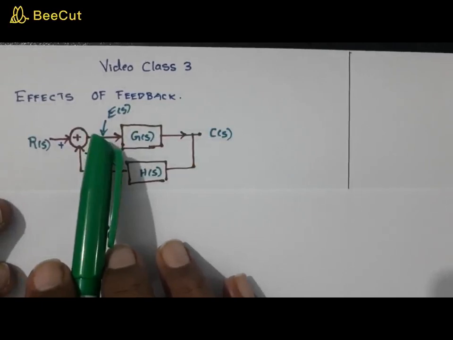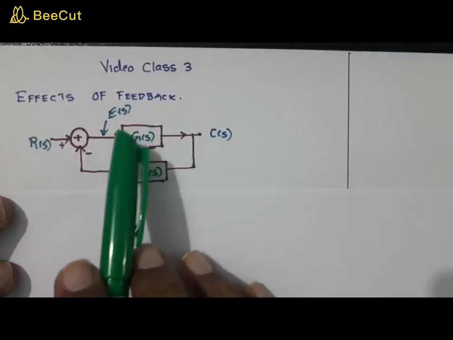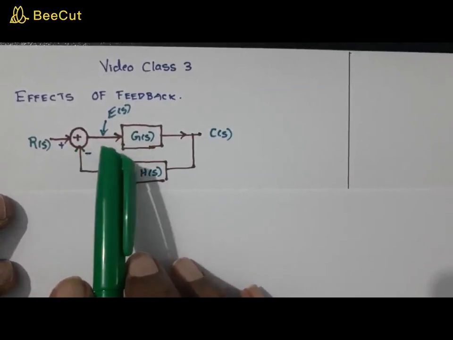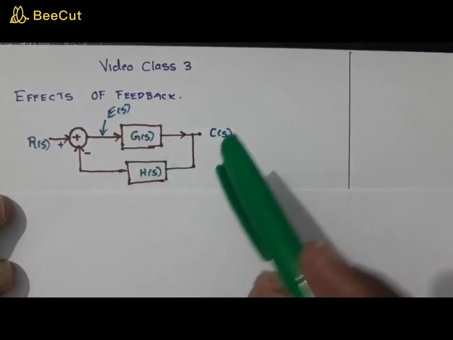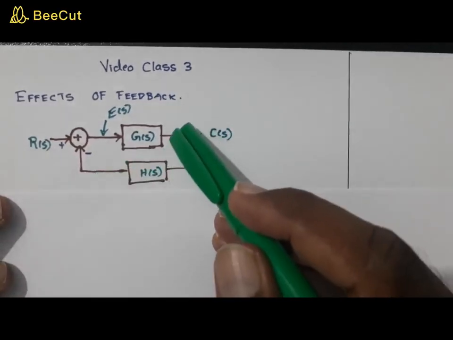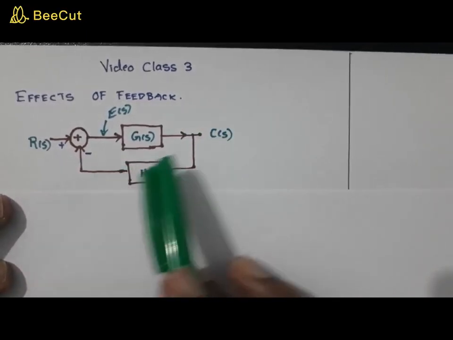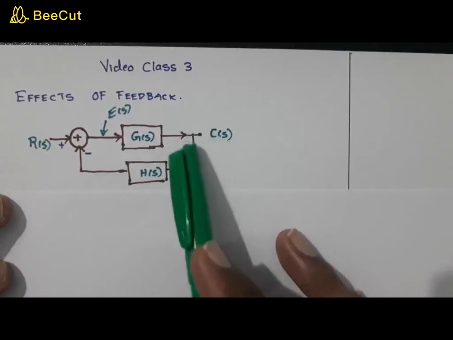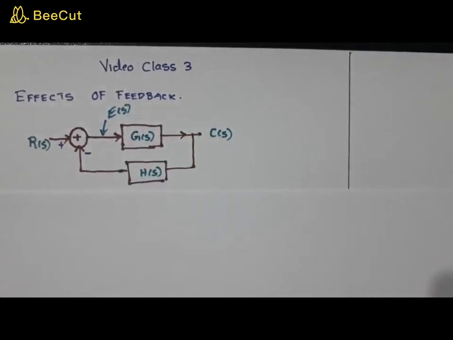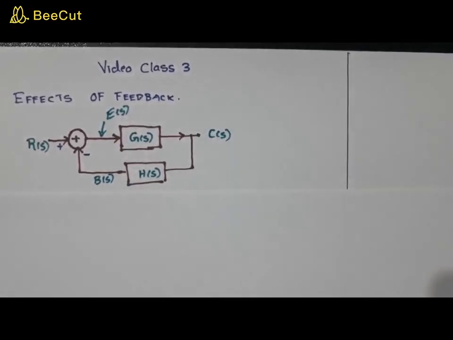Based on this error signal, the controller and the process, the total gain will be represented by G of S, and we call this the forward path gain. And this is the feedback path, where we take some of the output, determined by this H of S. So a part of the output, into H of S, will give a particular input, and we call that B of S. These are the terms that we have already studied.